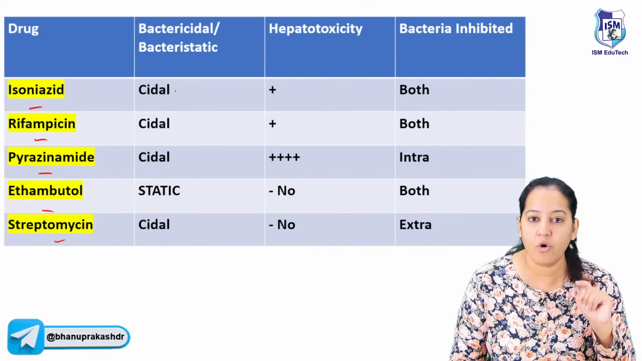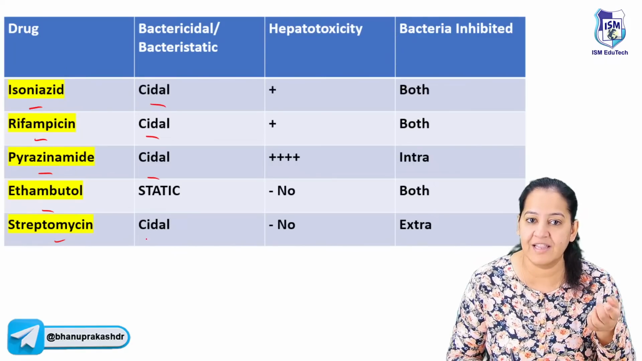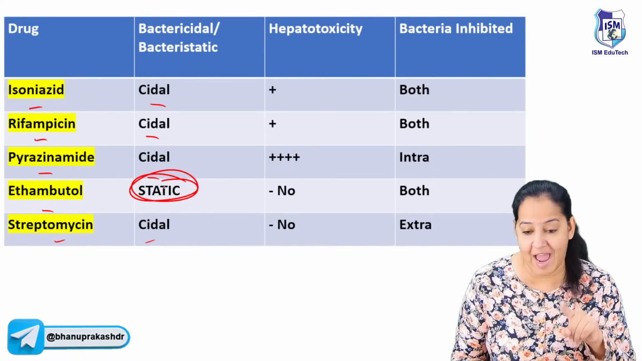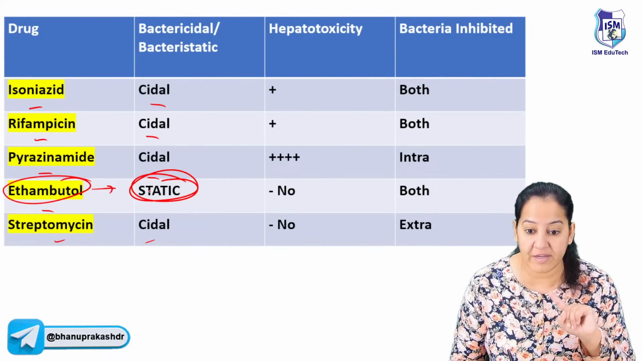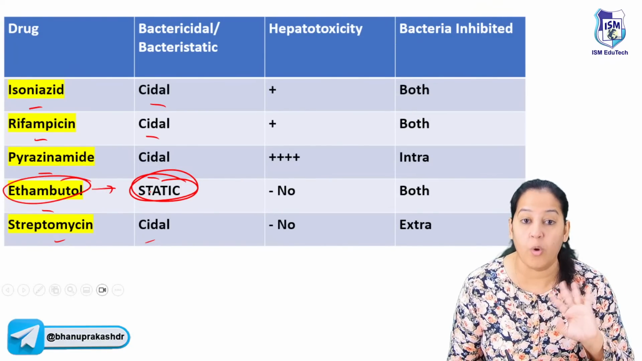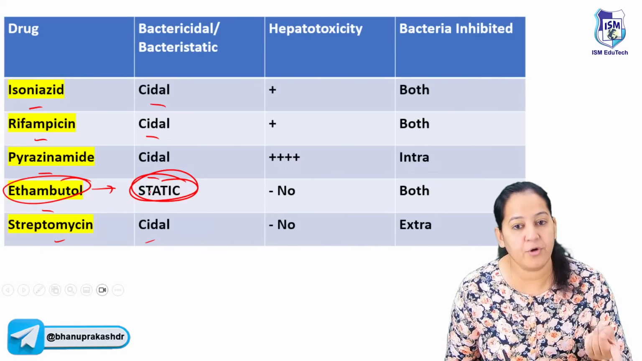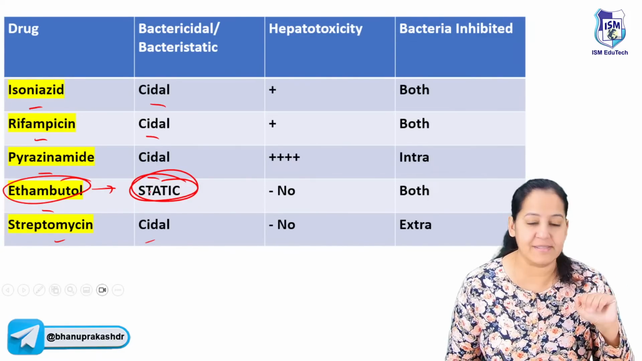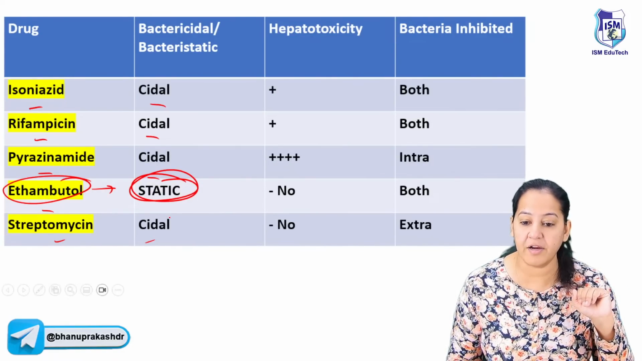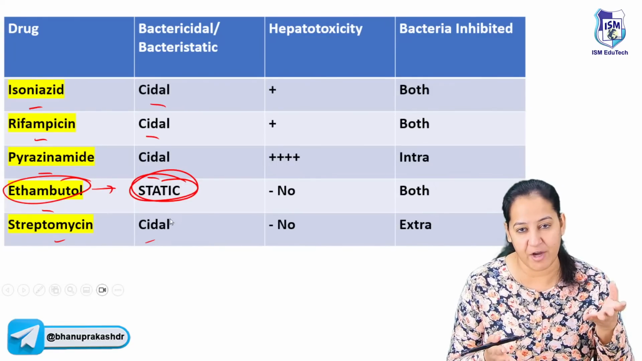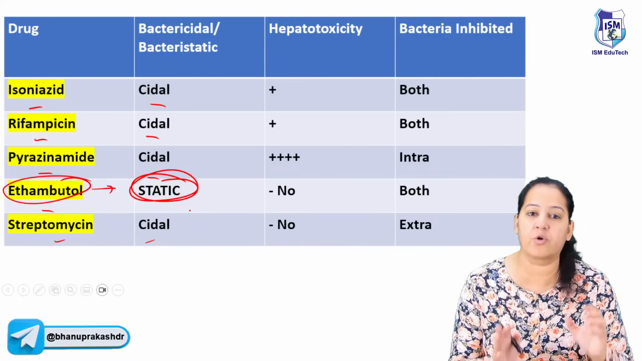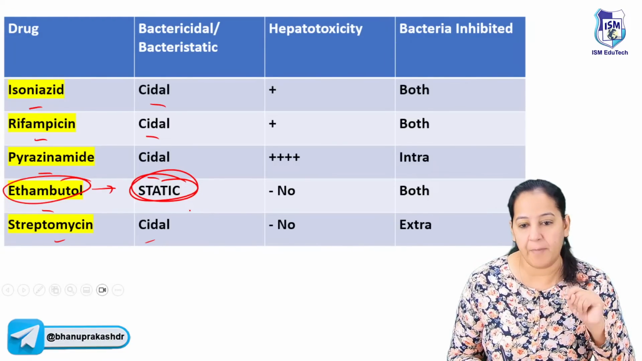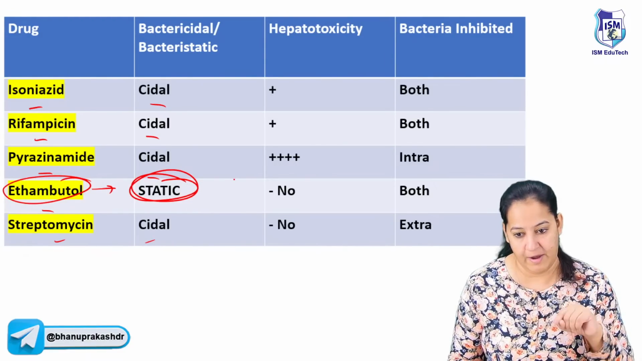HRZES. Four of them are cidal. They kill the bacteria, except one. This is a PYQ. The exception is ethambutol. Ethambutol is a drug which does not kill the TB bacteria, Mycobacterium tuberculosis. It only inhibits the growth. So only ethambutol is static among them. Remaining all are cidal. Cidal means they kill the Mycobacterium tuberculosis, and the static one does not kill it, only inhibits its growth. So only ethambutol is static, the rest all are cidal. You have to learn this. Now see, TB is happening most commonly.